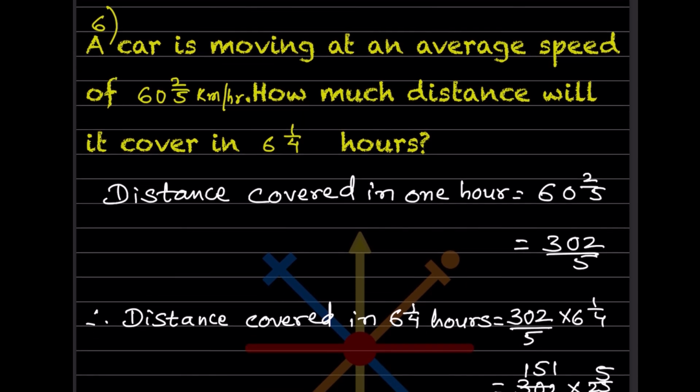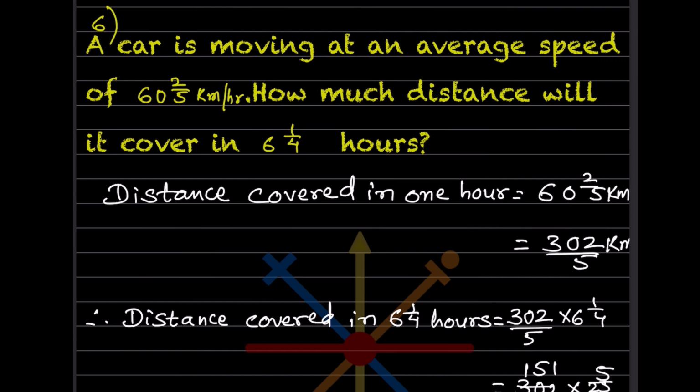A car is moving at an average speed of 60 integers 2 by 5 km per hour. How much distance will it cover in 6 integers 1 by 4 hours? So first thing, per hour means in 1 hour, the distance is given as this one, that is 60 integers 2 by 5. We can also write here kilometer, because that is the distance given.